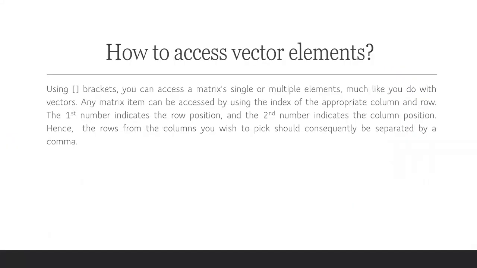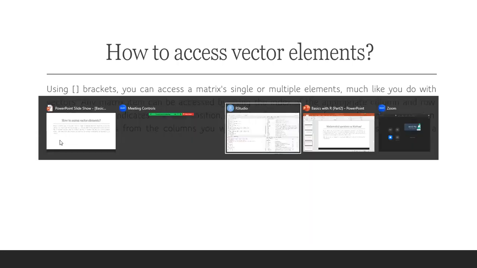Now, how to access matrix elements? Using the brackets, you can access a matrix's single or multiple elements, much like you do with vectors. And a matrix item can be accessed by using the index of the appropriate column and row. The first number indicates the row position, and the second number indicates the column position. Hence, the row and the column you wish to pick should be separated by a comma. Now it's time to do some practical work.